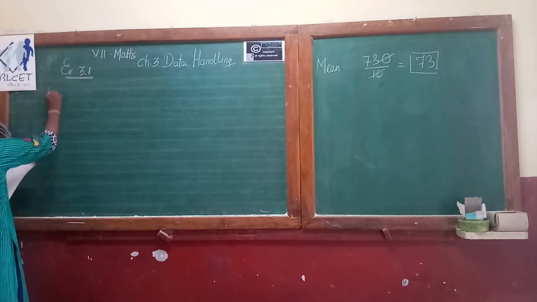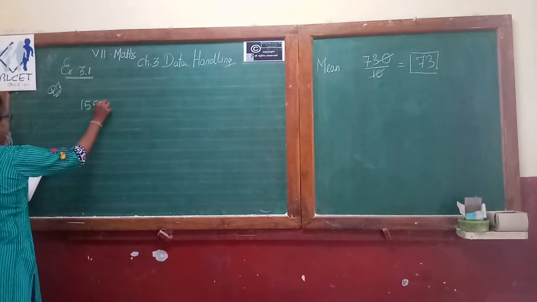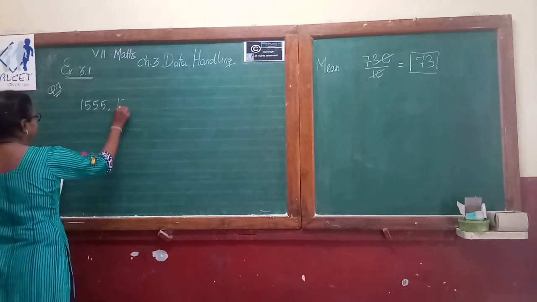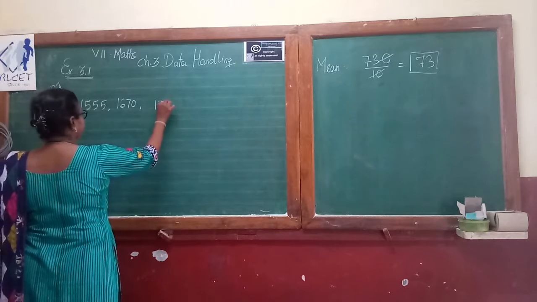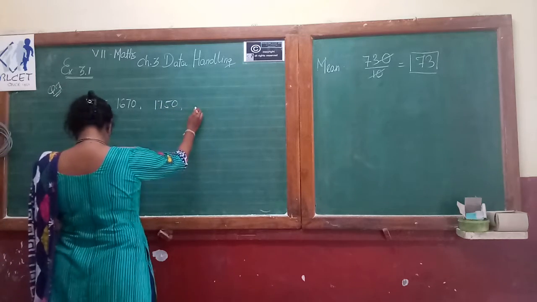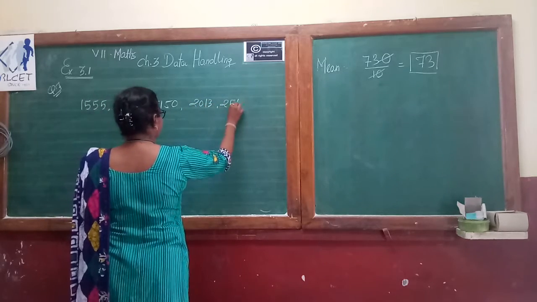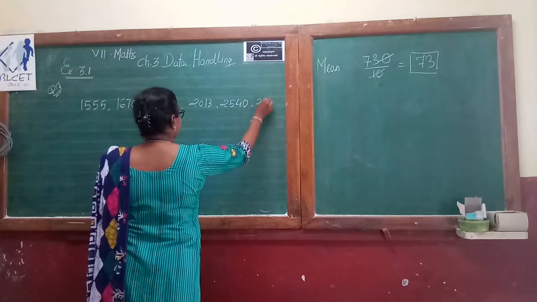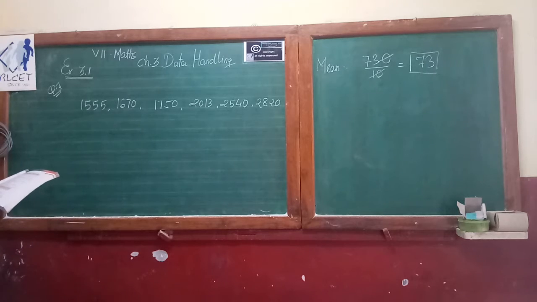consecutive. Question number 7. The enrollments were 1555, 1670, 1750, 2013, 2540, and 2820. Find the mean enrollment of the school for this period.